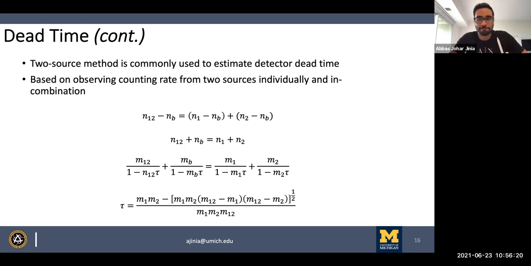Now, this is a very easy experiment. All we need to do is have two sources and measure them with our detector, and that's how we can calculate the dead time of the detector. So this marks the end of our gamma part. Does anyone have any questions?